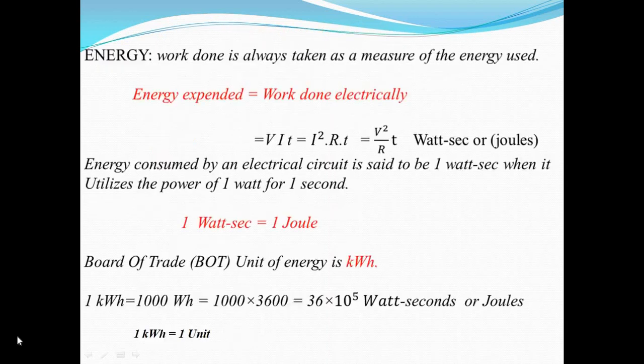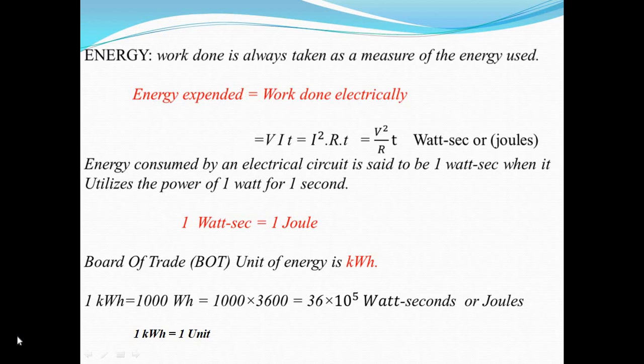Energy. Energy is nothing but the capacity to do work. The work done is always taken as a measure of the energy used. Hence the energy expended is equal to work done electrically, which is equal to V into I into T. This is the energy. That means energy and work done are the same thing.